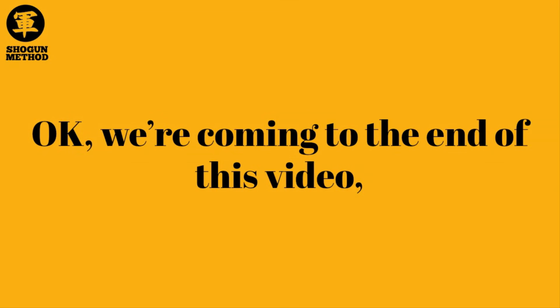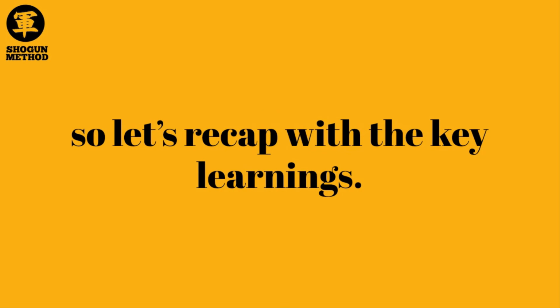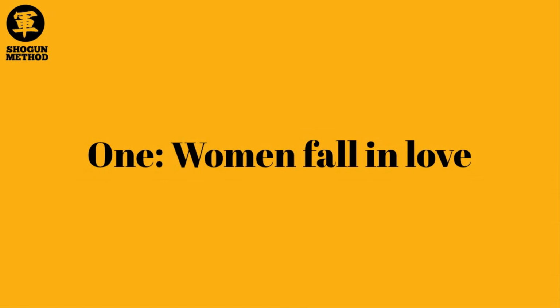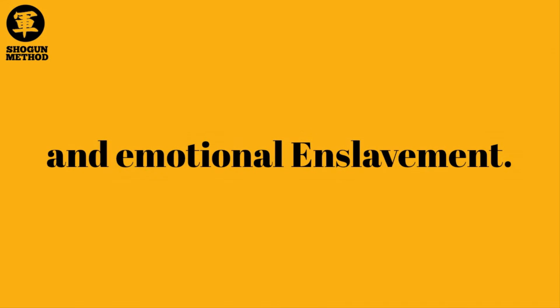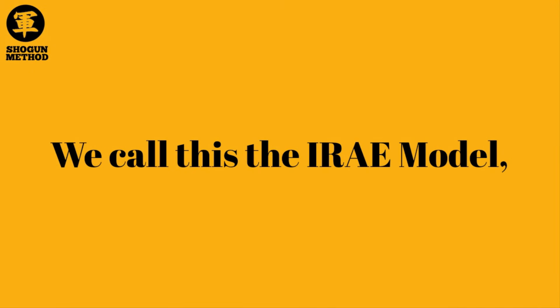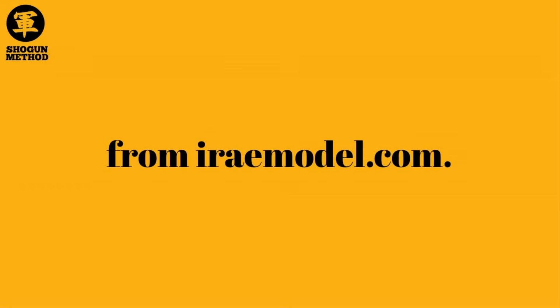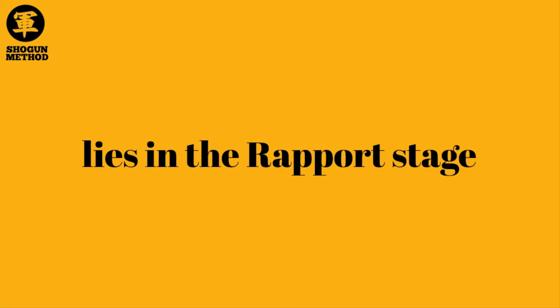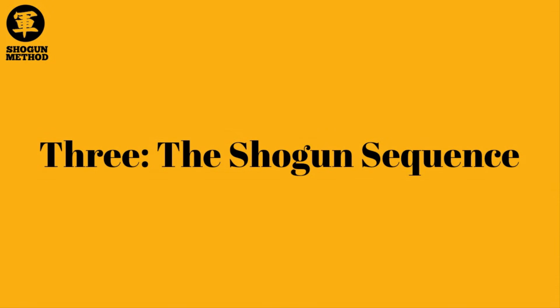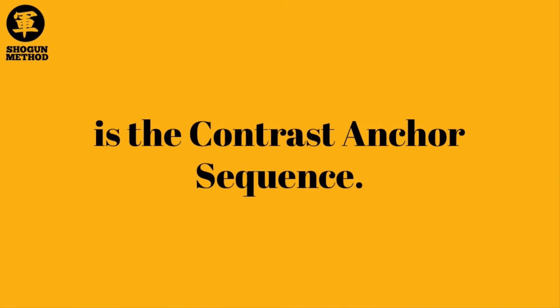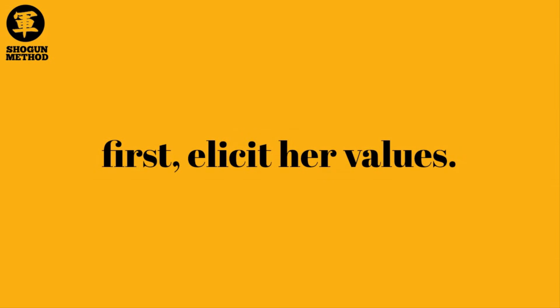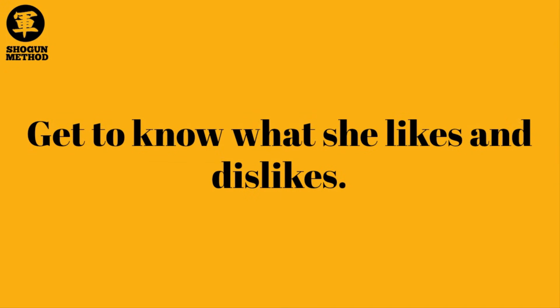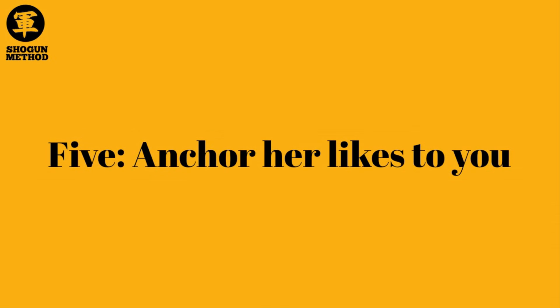Okay, we're coming to the end of this video, so let's recap with the key learnings. 1. Women fall in love with a man in 4 steps: intrigue, rapport, attraction, and emotional enslavement. We call this the Rake model, and you should learn more about this by downloading a free book from iraymodel.com. 2. The instant attraction switch lies in the rapport stage of the Rake model. 3. The Shogun sequence that flips this switch is the contrast anchor sequence. 4. To execute the contrast anchor, first elicit her values. Get to know what she likes and dislikes. 5. Anchor her likes to you and her dislikes to other men.